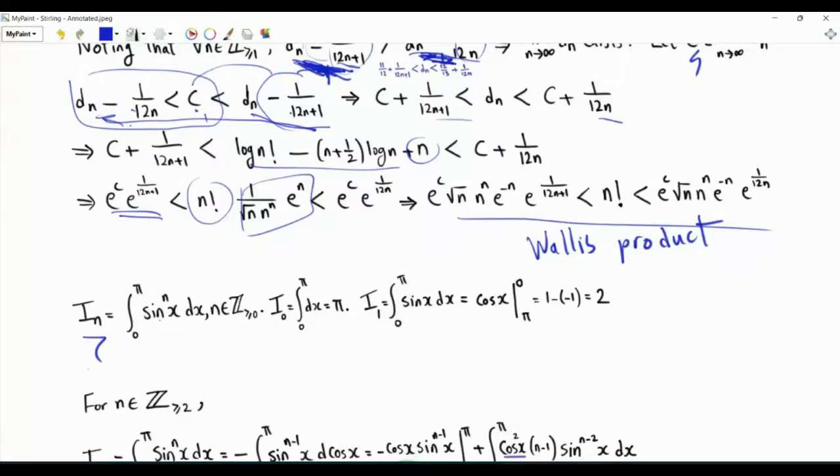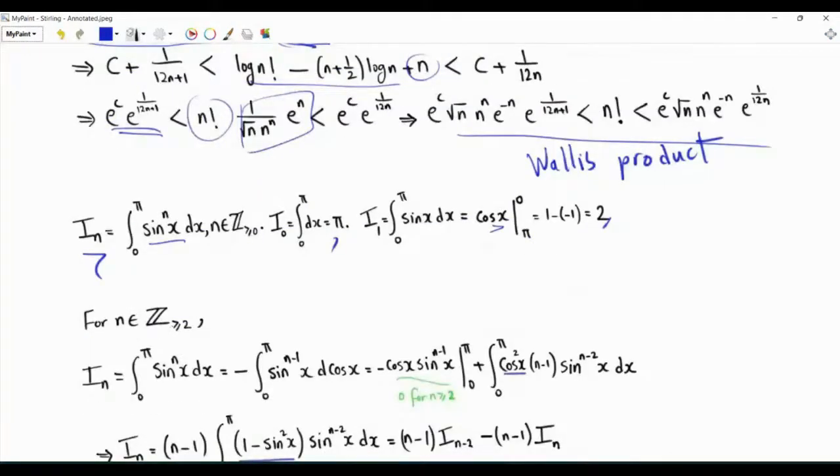Now, if n is equal to 0, then the integrand is equal to 1, and the integral is pi. If small n is 1, then we are integrating sine from 0 to pi. The integral of sine is minus cosine, and so we can put cosine and switch the limits. So this will be 1 minus minus 1, which is 2. So we can easily compute those integrals for n equals 0 and for n equals 1. What if n is an integer that is greater than or equal to 2?